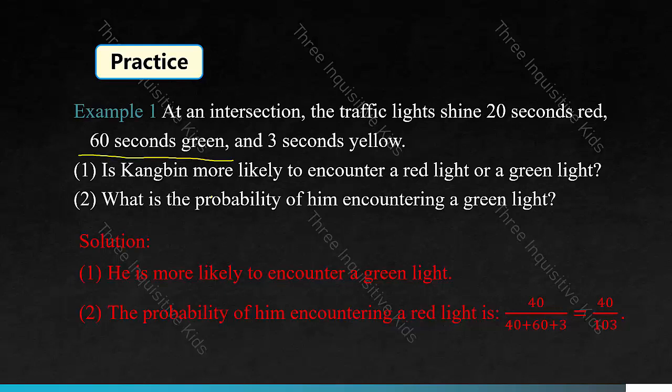The probability of him encountering a red light would be 20 seconds over our denominator, the total number of seconds. So instead of 40 here, it's actually 20 seconds, which means it's 20/83. That's the probability of him encountering a red light.